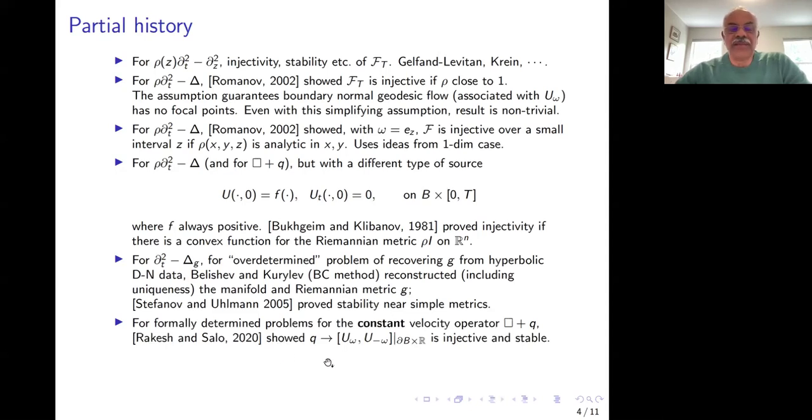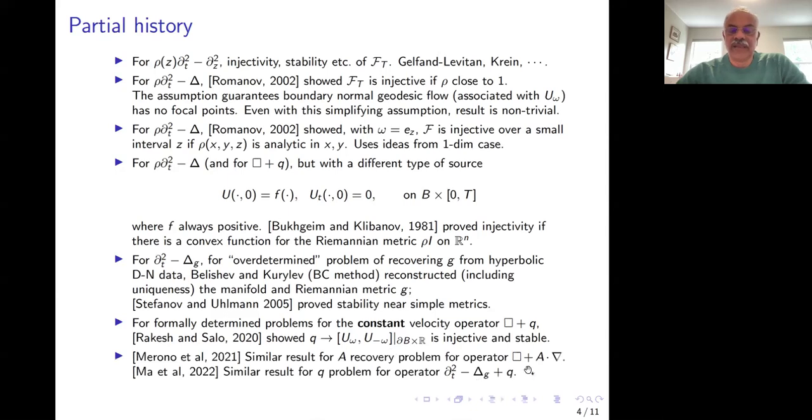Coming back to formally determined problems, if you allow constant velocity and you have lower order terms which you have to recover, again this is for fixed angle scattering. Even though you're recovering one Q, we need data from two experiments from two opposite sides. We proved the injectivity and stability for this problem. The velocity is constant.